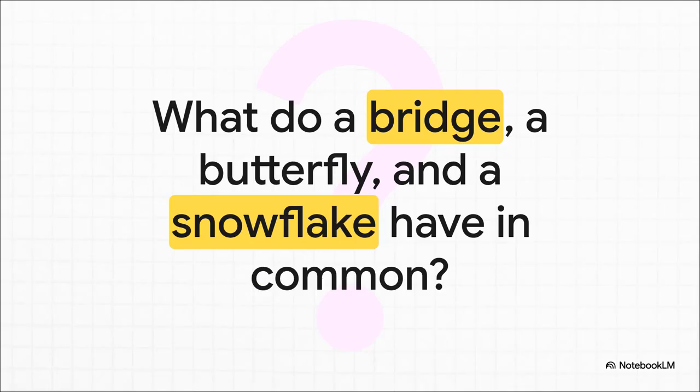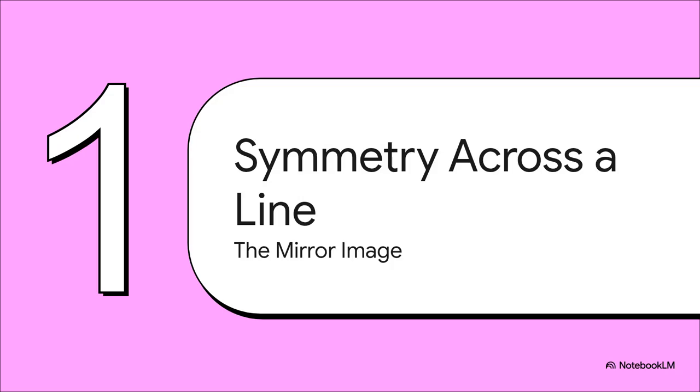Which brings us to a great question. What do a bridge, a butterfly, and a snowflake actually have in common? Well, you guessed it. They all share this beautiful property of symmetry. And today, we're going to dig into the geometric rules that make it all tick. First up, let's talk about the most common type of symmetry you'll probably run into, line symmetry.